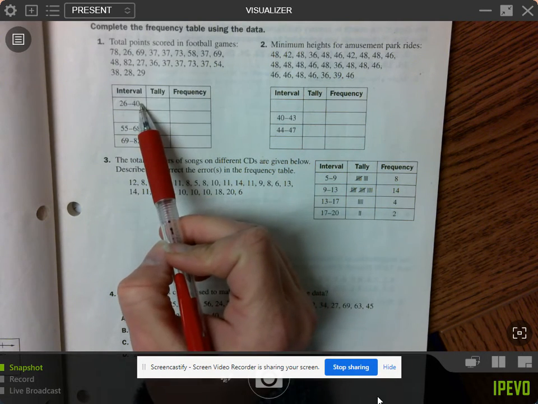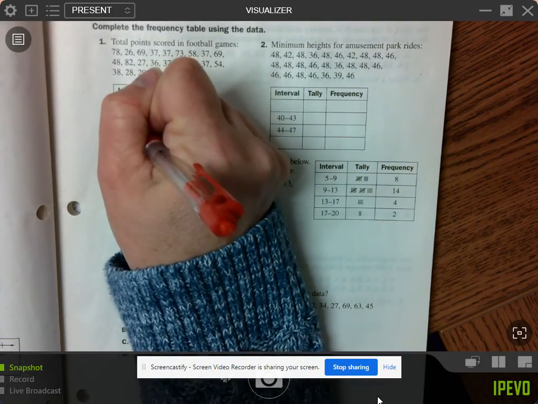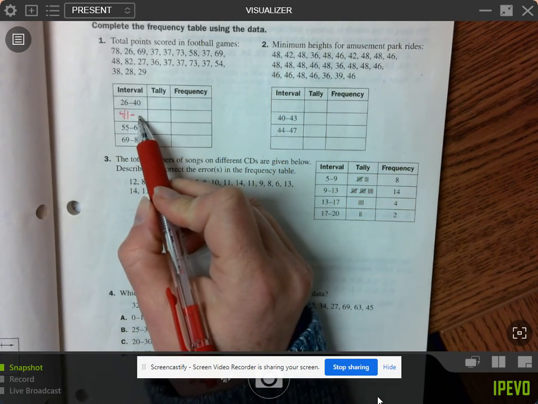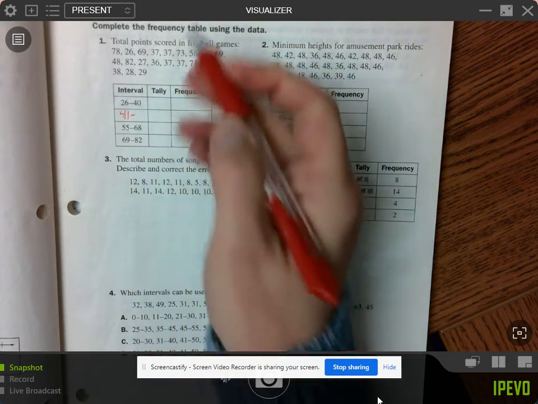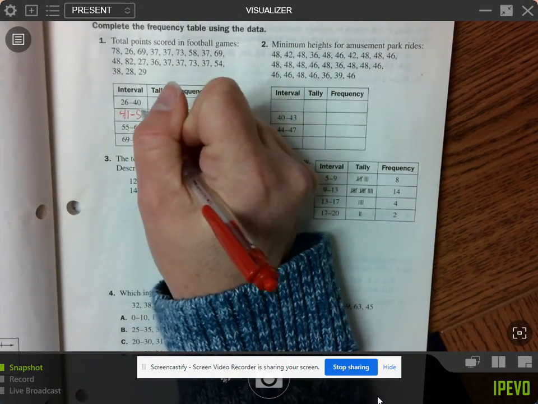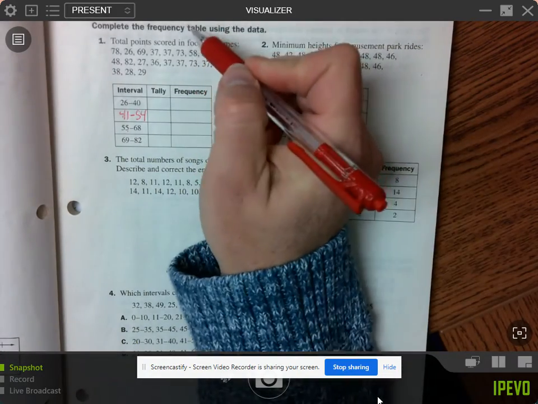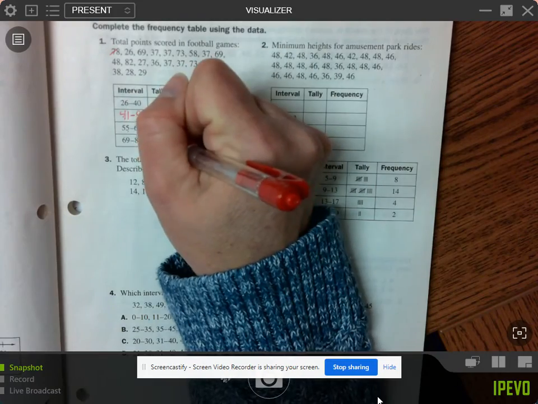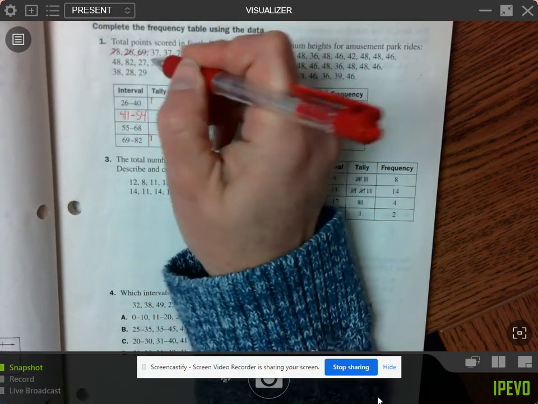If this one ends off at 40, what's this one going to start at? Penelope? 41. And if this one starts at 54, what does it have to end at? Sorry, it starts at 55. So this one has to end at 54. So then you go up and you start putting your tally marks in. 78 would go here. 26 would go here.